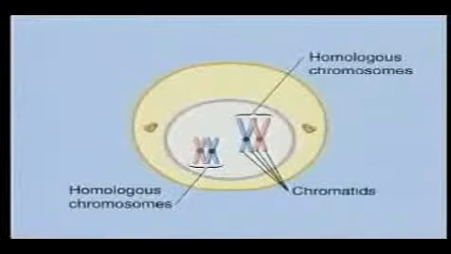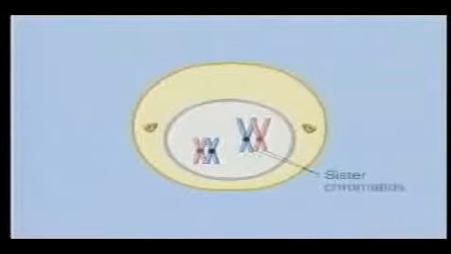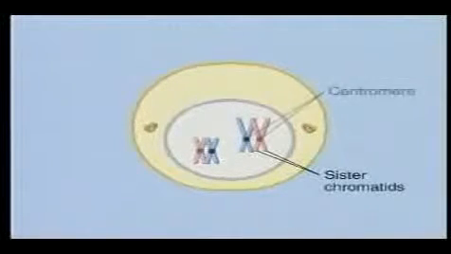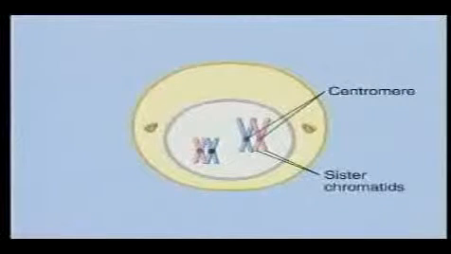A total of 4 chromatids are present, since each chromosome was replicated before meiosis began. Each pair of sister chromatids is joined at a centromere. While the pairs of chromosomes are close together, they may break and exchange segments. This is called crossing over.